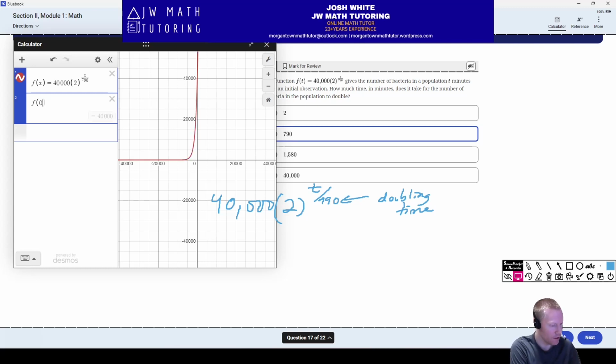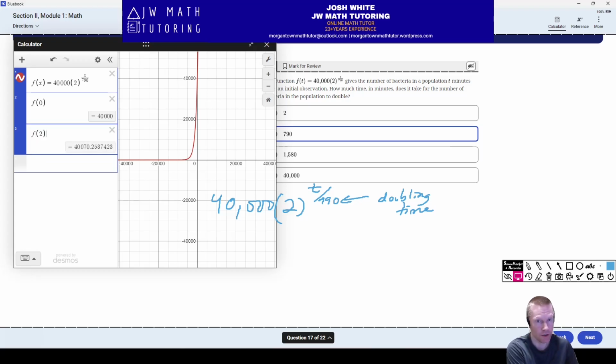Okay. So initially, we have 40,000, right? Now, you could just go through the answers and you can notice what happens. So if I plug in 2, has it doubled to 80,000? No. If I plug in this, yes, it doubles to 80,000. So that just confirms this is correct. The reason that's happening is because, when you plug in 790 for the t, notice it's 790 over 790, which just simplifies to 1. So now we have 40,000 times 2 to the first.